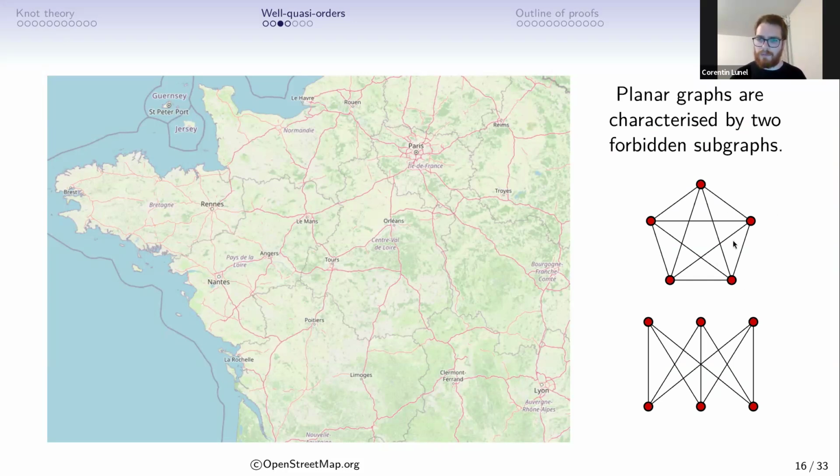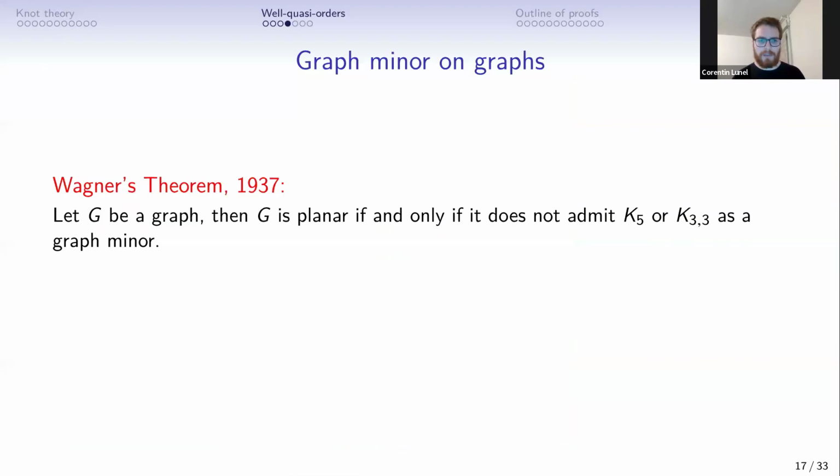For example, this graph, the complete graph on 5 vertices called K5, cannot be drawn in the plane. The same is true for this graph, called K3,3, the complete bipartite graph on 2 times 3 vertices. And there is a nice theorem called Wagner's theorem that tells you that a graph G is planar if and only if it does not admit K5 or K3,3 as a graph minor. It's a powerful theorem because it relates topological properties of graphs with substructures of graphs.